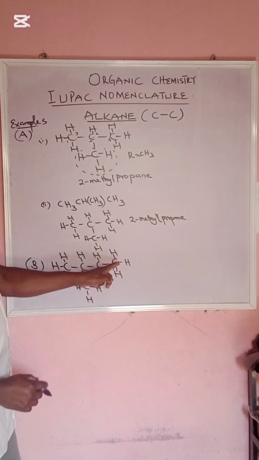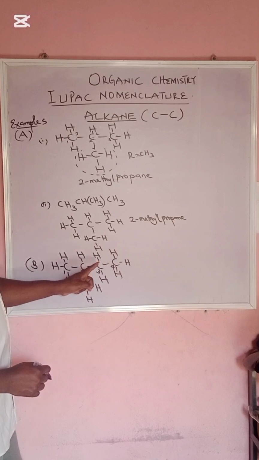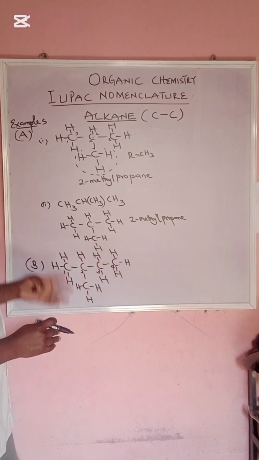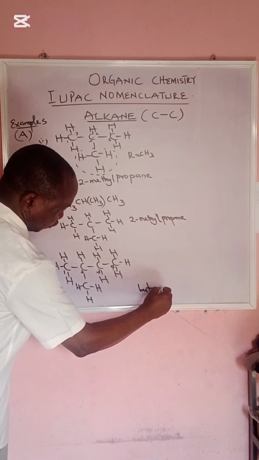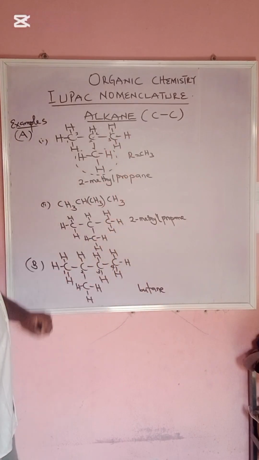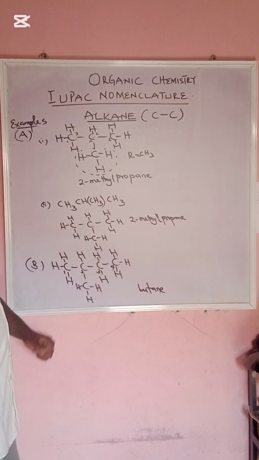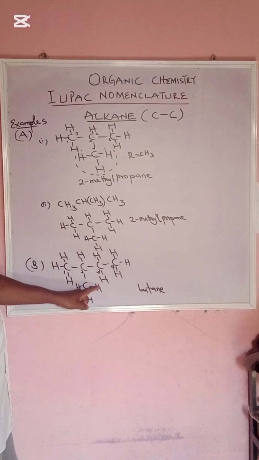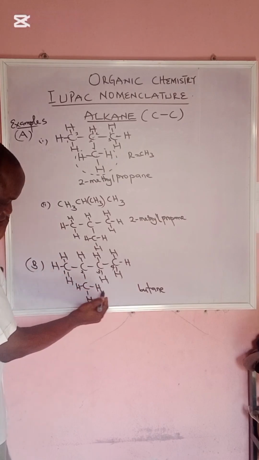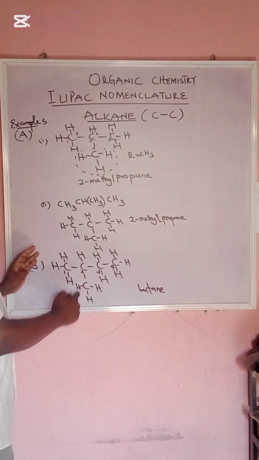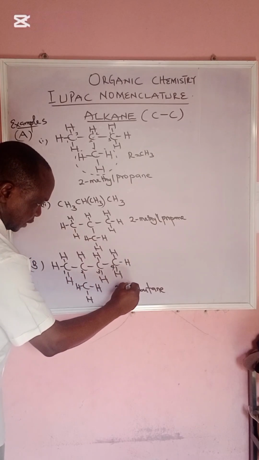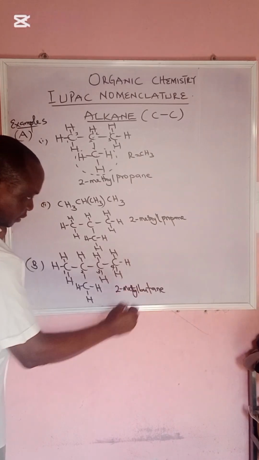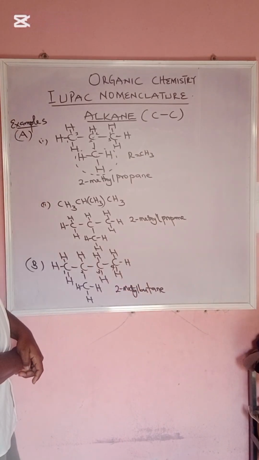Even if you count it from here, 1, 2, 3, 4. In any order, the longest is 4. That is but. So but, and the functional group is that of alkane. So we call it butane. That's the parent name. Methyl is attached to carbon 2. So CH3 is a methyl alkyl group attached to carbon 2. When you are counting from left to right, it will be 2-methylbutane. The name is 2-methylbutane.